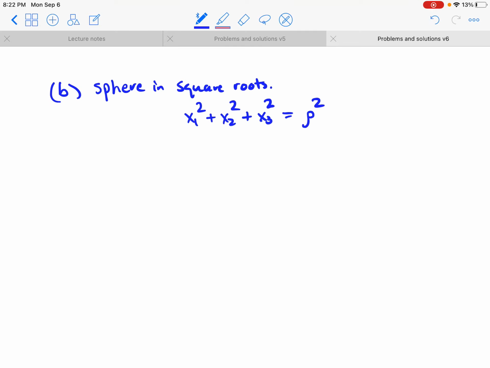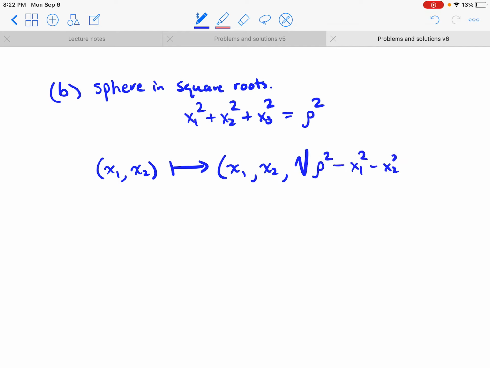Okay, equals rho squared. And so I can just choose one of the coordinates and solve for it if I use a square root, and I'll have to choose plus or minus. And so we're only going to get half the sphere. But then that lets me replace, let's say I solve for the third variable, then I can replace the third variable with something involving the first two. So for example, I can take x1, x2, and map it to the point x1, x2, and the square root of rho squared minus x1 squared minus x2 squared.